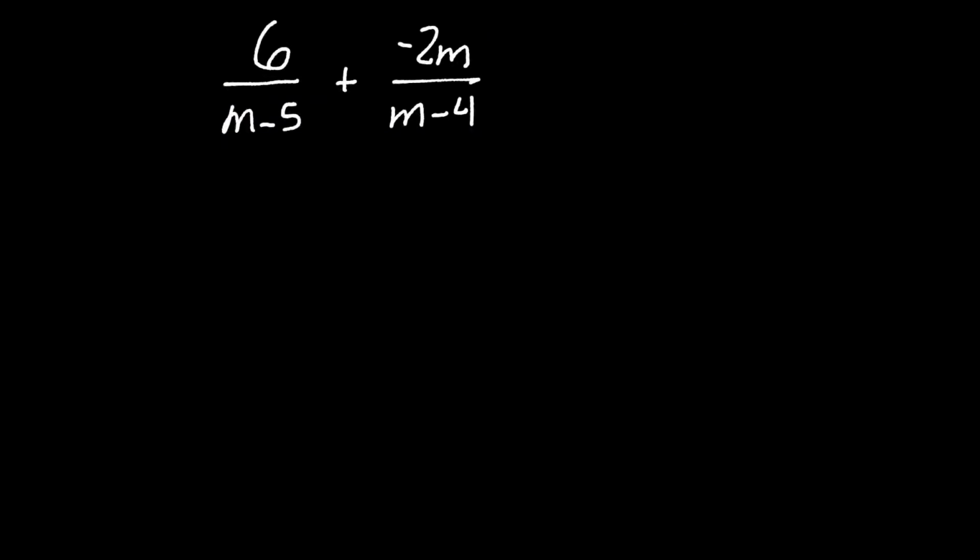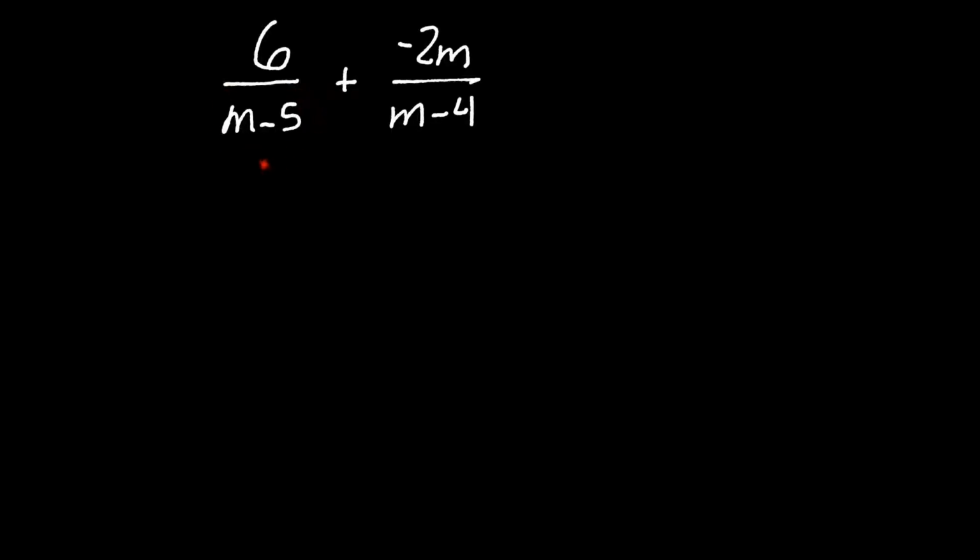Alright, here we have the rational expression 6 over m minus 5 plus negative 2m over m minus 4. We do not have a common denominator. And unlike the last one, I can't count the m's that they both have as a common piece because the m's are not multiplying anything like the 3's were before. The m's are being subtracted or having a number subtracted from them. So, I need to get a common denominator.